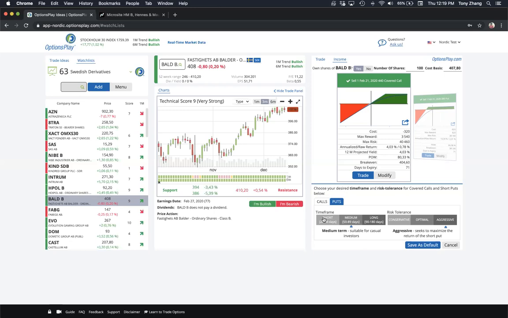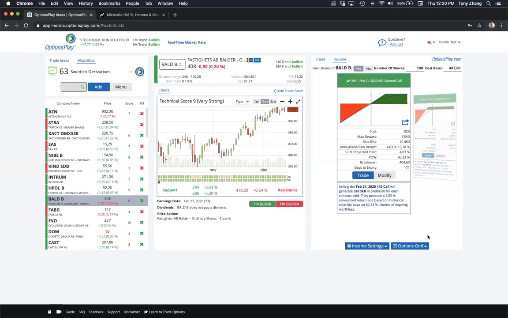I can show you some short-term options during the Q&A session to show you how small the premiums are, sometimes not even enough to cover the commissions. So when I'm looking at covered calls, I like to do medium-term optimal or medium-term conservative. And for puts, I like to do medium-term aggressive. Those are my settings, right? But you can create your own settings. This is part of what this tool is designed to do.